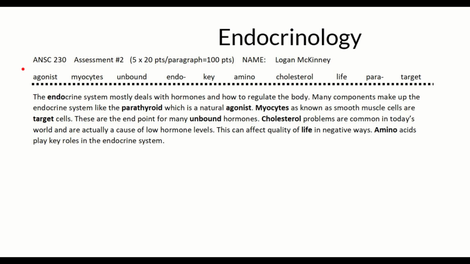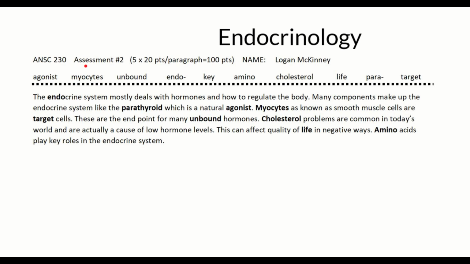Let's go. Agonist, I see it there. Myocytes, unbound, endocrine, key. Anything used for key? I don't see the key anyplace highlighted. Amino, blue, life, para, target. Okay, our target cells. So you had one word missing, which wasn't too bad, but I mean, these things were nonsensical, really, some of them. You got to tell a story. An agonist is a hormone that acts like another hormone.